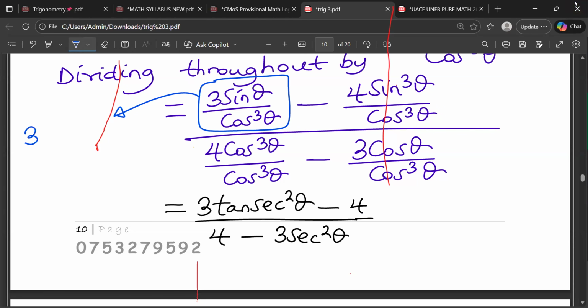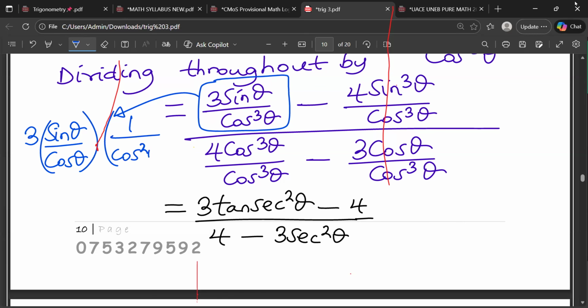Let me write the 3 alone. Then I write the sine theta. Then I write it with one of the cosines. So the cosines which have been there have now remained 2. On top I've remained with only 1. Then down I'm remaining with cos squared theta. Do you now see the tan and sec squared? Yes. So this is 3, this is tan, then this is sec squared.